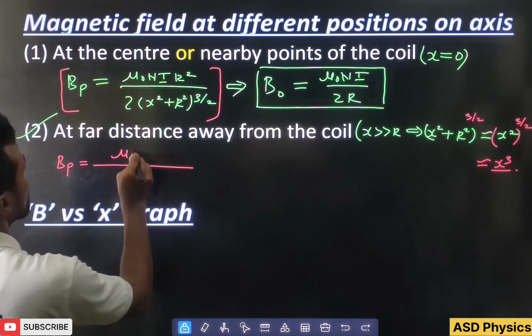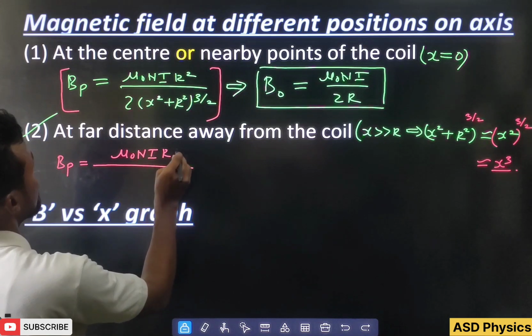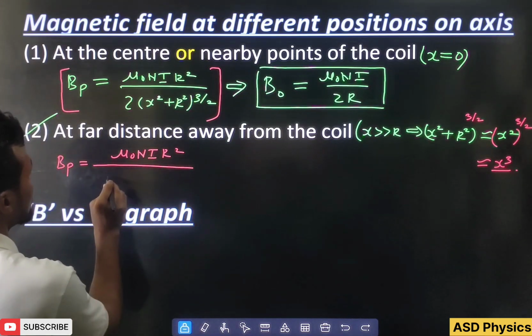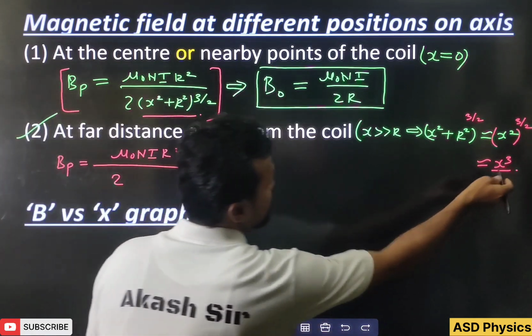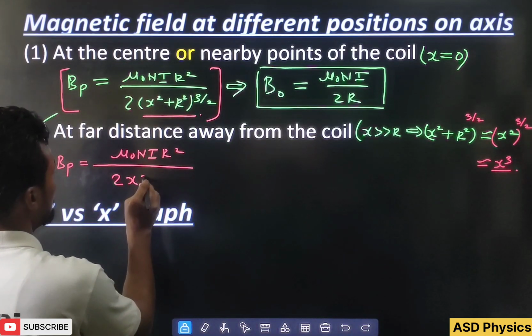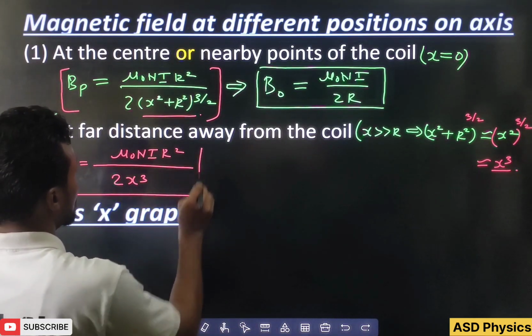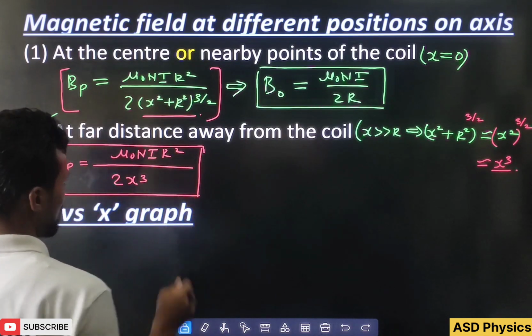See here, mu naught N i r square, is it? And this will become 2 here. And this term will become what here? You know very well, x cube, is it? So this is the thing, B_P equal to mu naught N i r square by 2x cube.